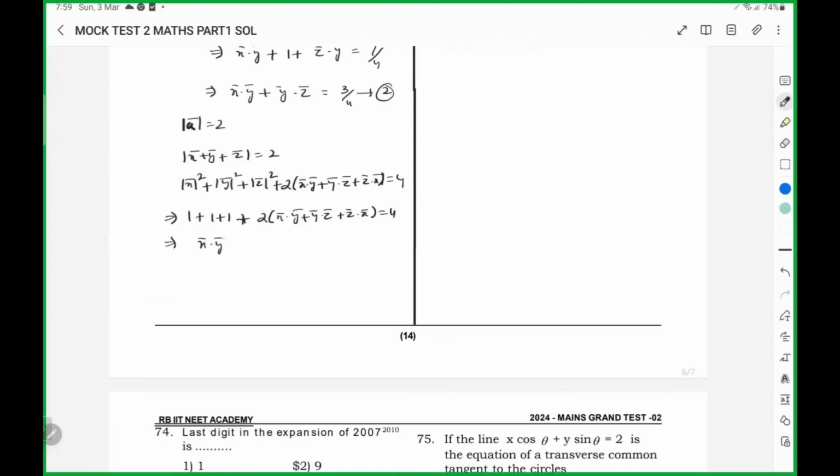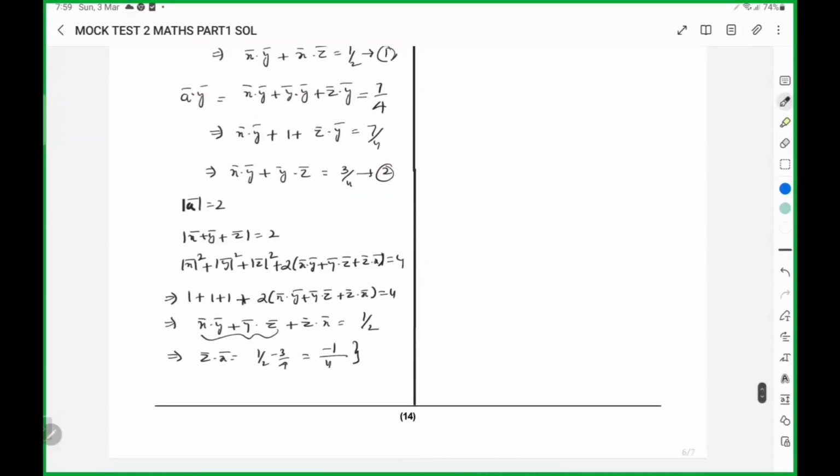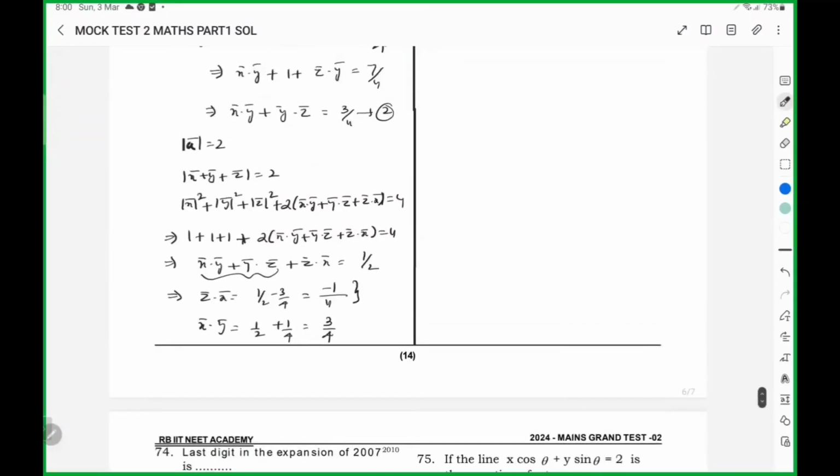So x·y + y·z + z·x is, so x·y + y·z is 3/4, minus half. Again, z·x is minus 1/4, so x·y is minus x·z. Similarly, once x·y is 3/4, y·z will be 3/4 minus x·y, which is 0.